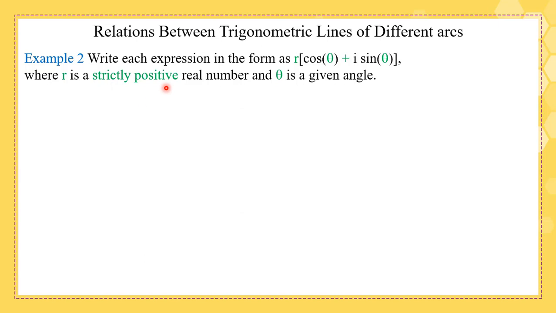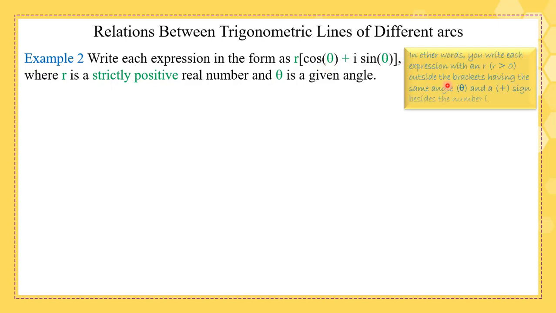We need to write each expression in the form of r brackets cosine theta plus i sine theta, where r is a strictly positive real number, and theta is a given angle. Now here I'm trying to clarify the question. We need to write the expression having an r outside the brackets where r is strictly positive, and we should have the same angle theta here and there, and we should have a plus in between.